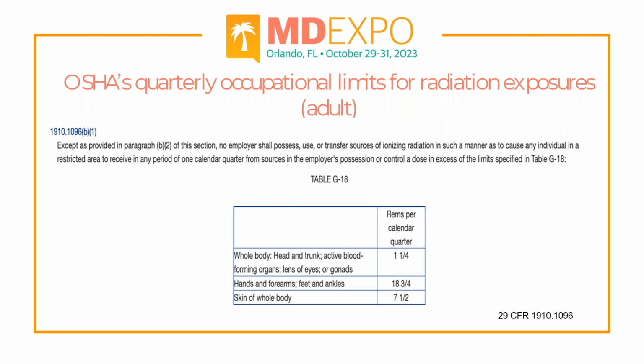Okay, so OSHA also gets involved with the quarterly radiation limits. Some of you may have this radiation badge that they monitor. So just real quick on that one, without going into radiation physics or ionizing radiation here, basically per Title 29 of the Code of Federal Regulations, REM is the unit that is used. I'll come to that in a second. Per quarter, the limit is 1.25 for the whole body, for hands and forearms it's 18.75, and skin and whole body is 7.5.